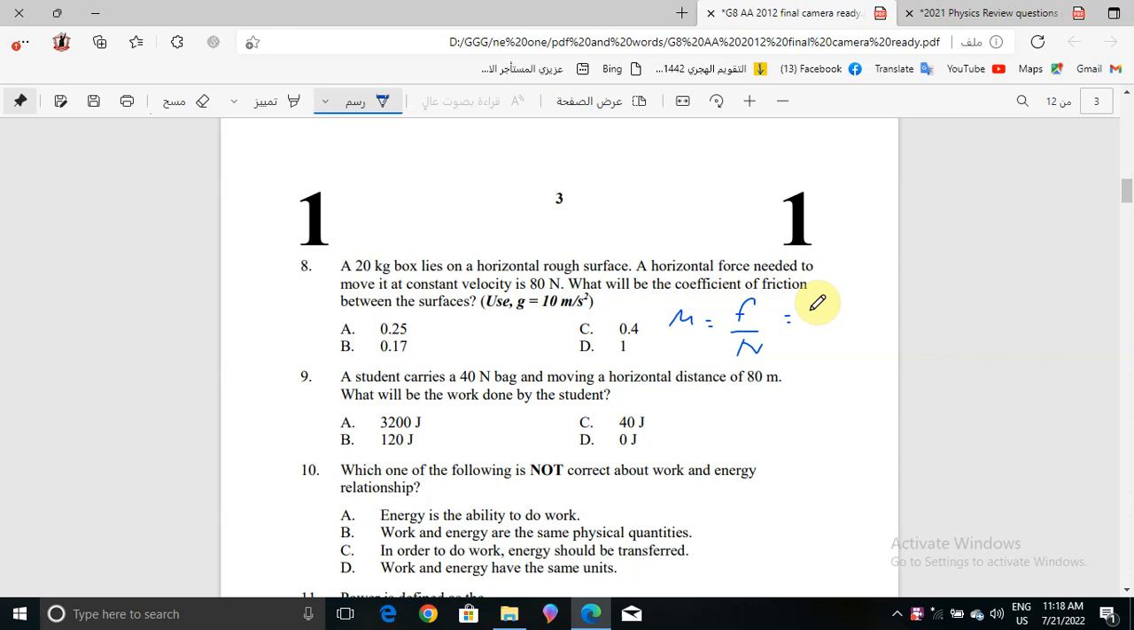The coefficient of friction is equal to 80 over the normal force, which is mass times gravity, mg, which is 20 times 10, right? So after simplifying it, you will get 0.4. So that means the correct answer for question number 8 will be choice C.